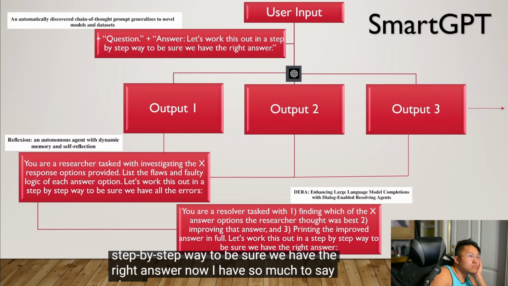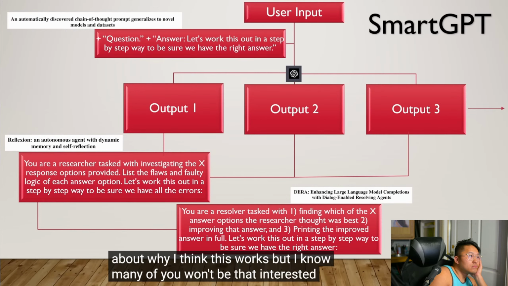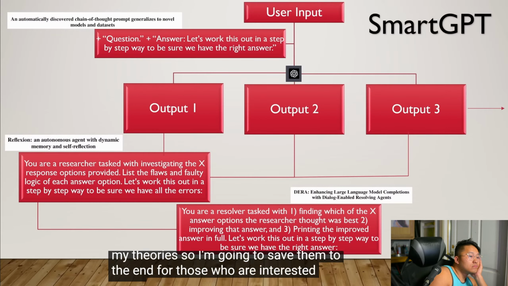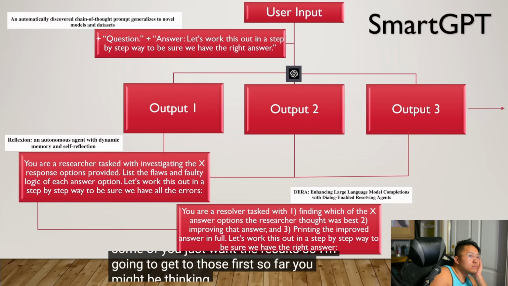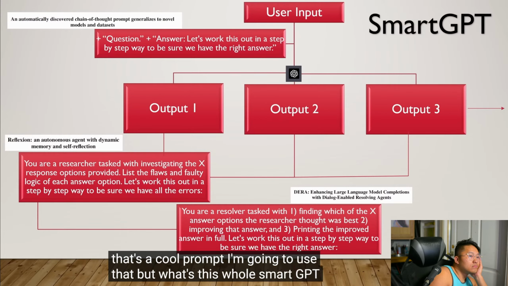Now, I have so much to say about why I think this works, but I know many of you won't be that interested in my theories, so I'm going to save them to the end for those who are interested. Some of you just want the results, so I'm going to get to those first. So far, you might be thinking, well, thanks, Philip, that's a cool prompt, I'm going to use that, but what's this whole smartGPT about? Is it just a single prompt?